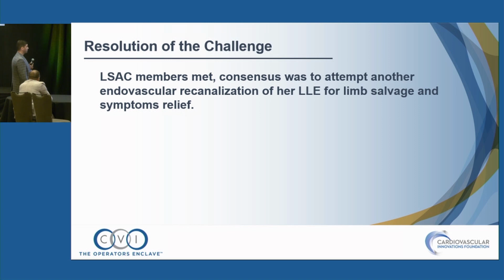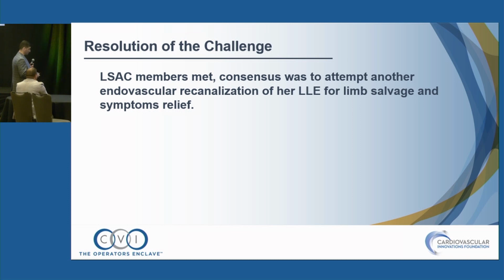In all of these meetings, we have at least 4 or 5 surgeons and at least 3 or 4 interventional cardiologists, and we discuss these cases. We reviewed the vein mapping, everything, and the story, and we felt she was still not a bypass candidate and maybe another revasc attempt was warranted.